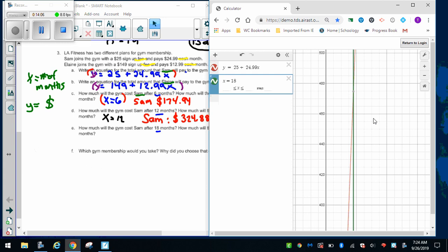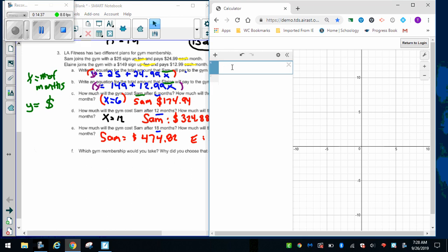Now, I do want to give you a hint that this guy was pretty far up the y-axis, so you have to travel with your cursor, and it might take a minute to find it. But what you're going to look for is when the X value, I see the dot there, when the X value is 18, it keeps going away. That X value is 18. That second number is your answer where it crosses at 18. So in this case, it'll cost Sam $474.82.